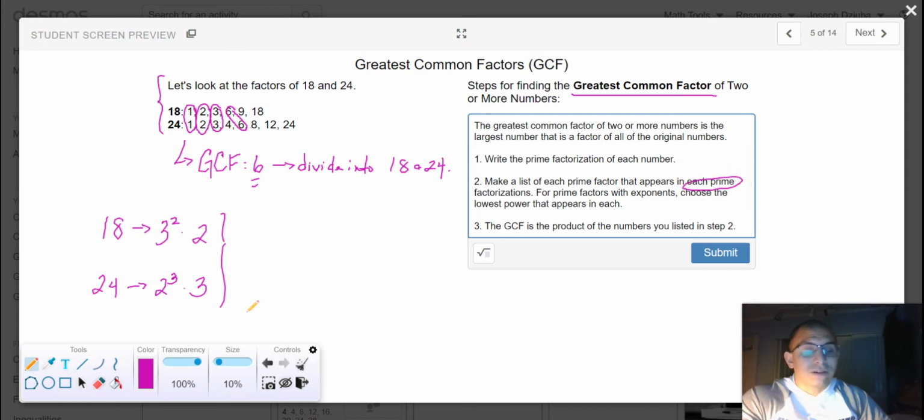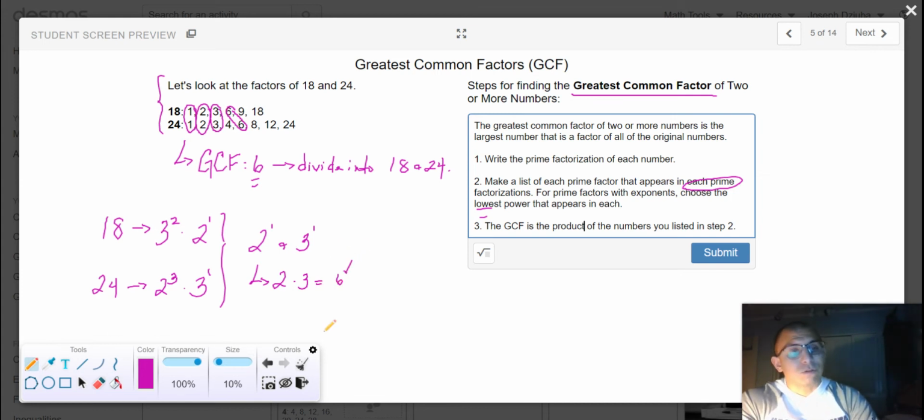we're going to look at the prime factors that appear in each. So we clearly have a 2 and a 3, and then we want the lowest power. So I have a 2 to the first here. Nothing's going to get lower than a 1. We have a 3 to the first here. And then we take the product, 2 times 3, we wind up at 6. Okay. This is the process that we want to utilize when we have numbers that are extremely large.